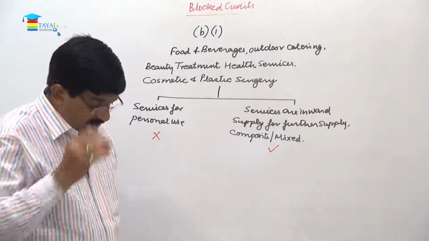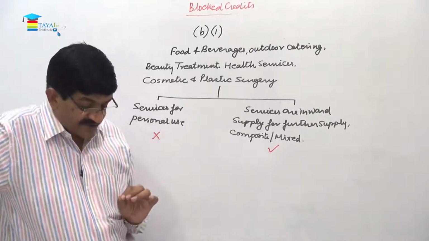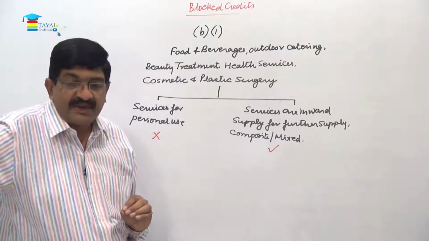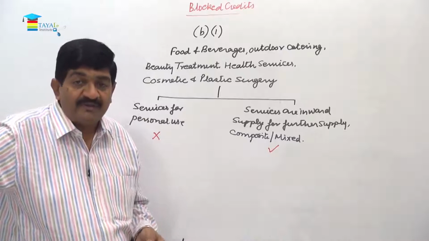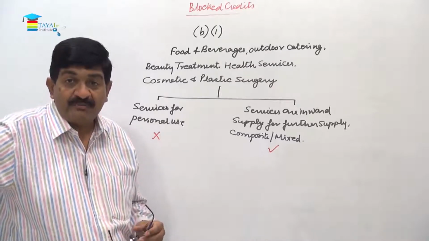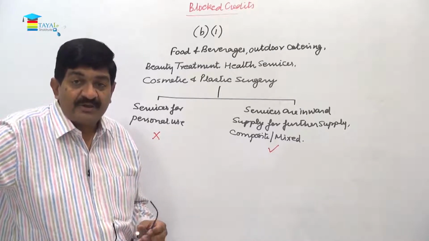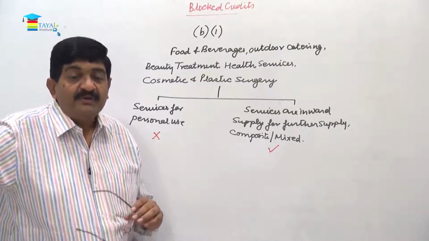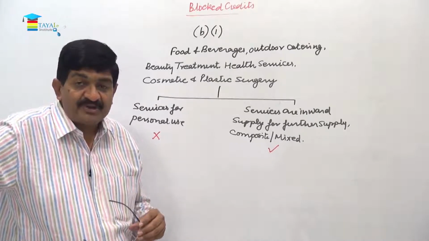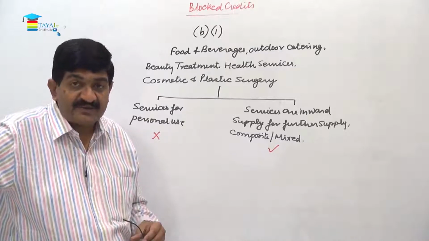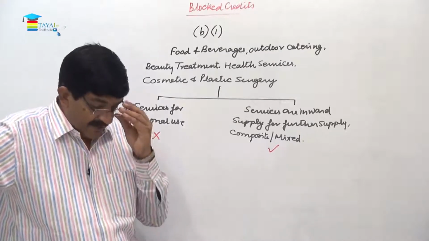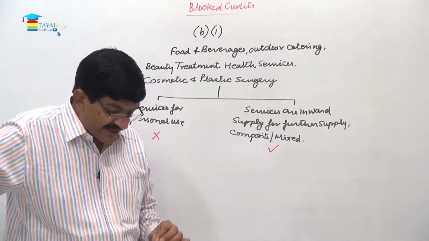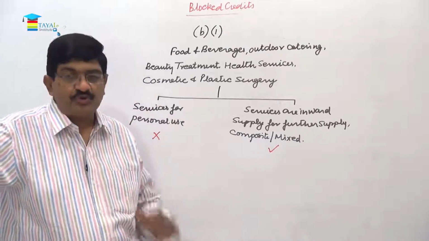Now B2, that is very specific, that says membership of a club, health and fitness center. So whether it is given to employees or it is being enjoyed by the entrepreneur himself does not make a difference. As far as it is a question of membership of any club, health center or a fitness center, credit is never available. Number 3, it says rent a cab, life insurance and health insurance.